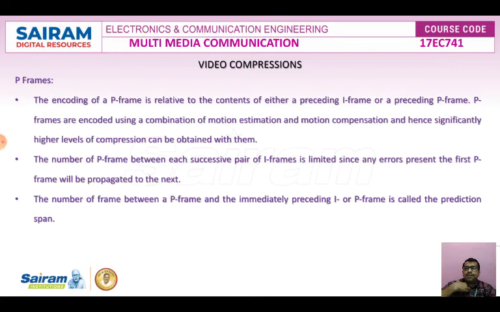Next one is the P-frame. The encoded P-frame is relative to the content of either the preceding I-frame or the preceding P-frame. The P-frames are encoded using a combination of motion estimation and motion compensation, and higher levels of compression can be obtained. The number of P-frames between each successive pair of I-frames is limited, since any errors present in the first P-frame will be propagated to the next. The number of frames between the P-frame and the immediately preceding I-frame is also called the prediction span. It is given the symbol M. The typical value ranges from 1 through to 3.